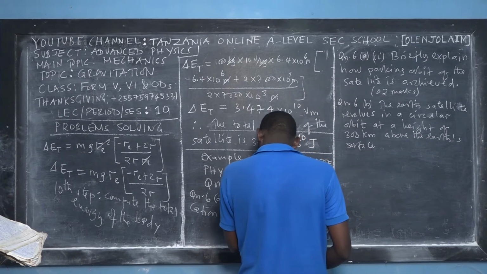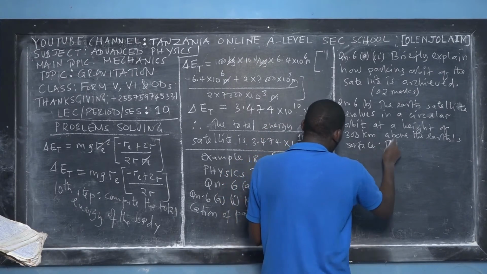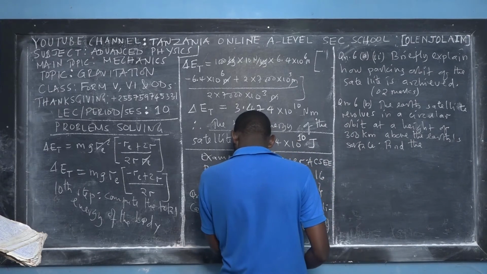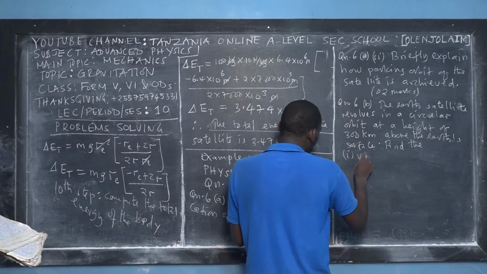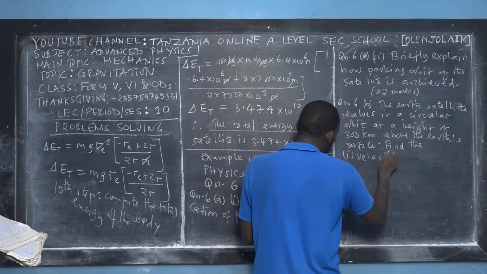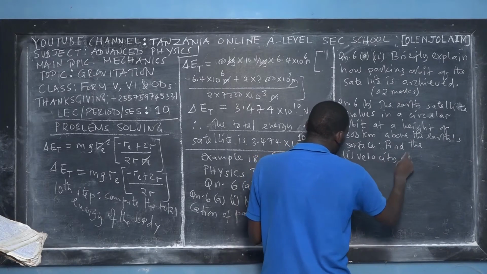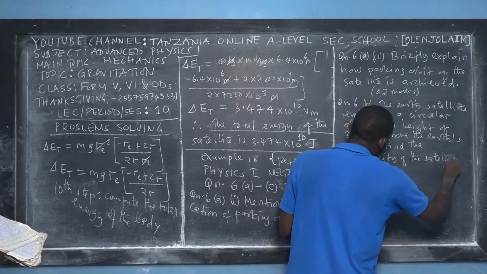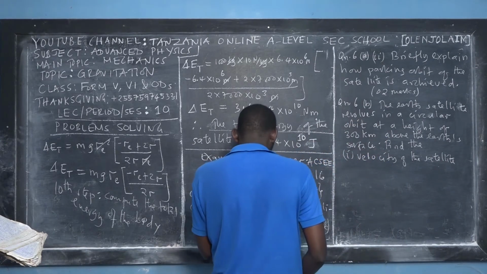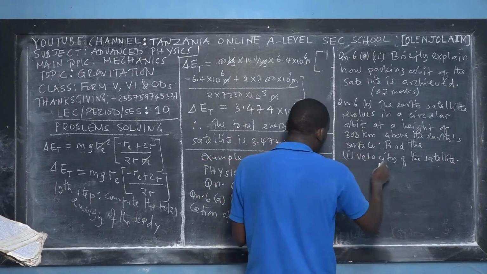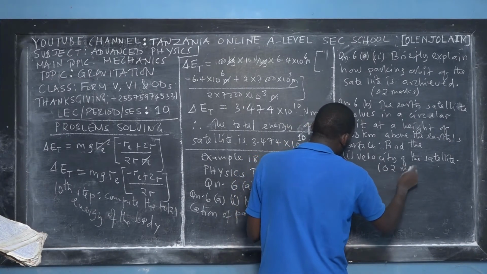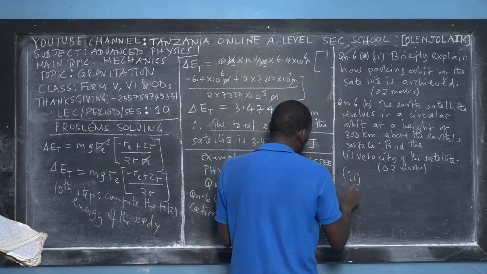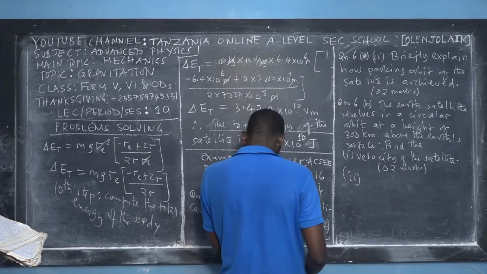So you have 2 questions. Roman 1, find the velocity of the satellite. This part might be given 2 marks. And then, find the period of the satellite.